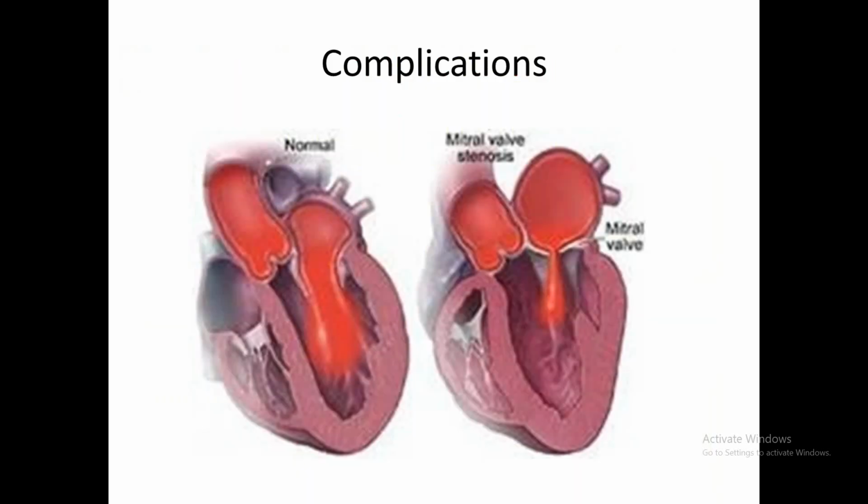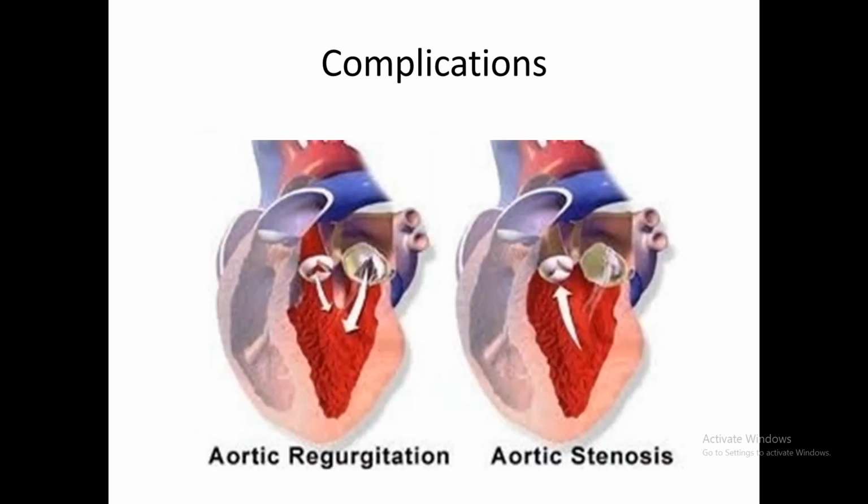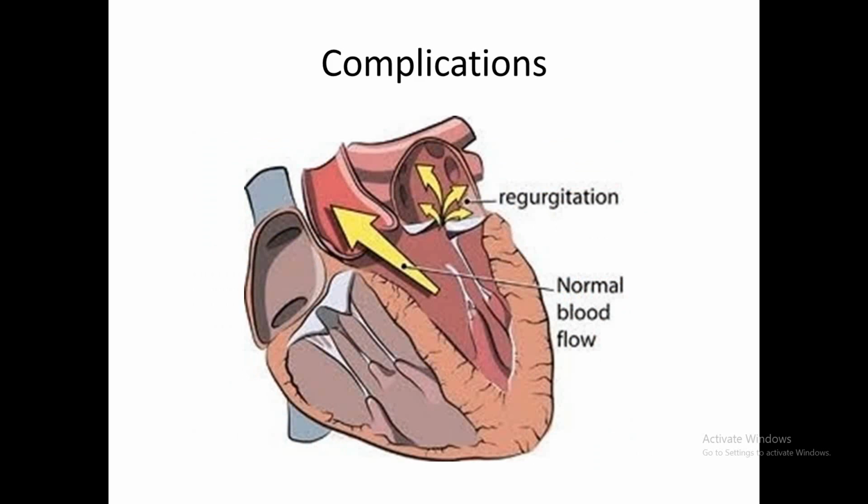Complications are valvular and heart complications: mitral stenosis, mitral valve regurgitation, mitral stenosis with mitral valve regurgitation, aortic stenosis, aortic regurgitation, or secondarily pulmonary valve involvement or tricuspid valve involvement. So aortic regurgitation, aortic stenosis, and other valves may be involved in this disease.